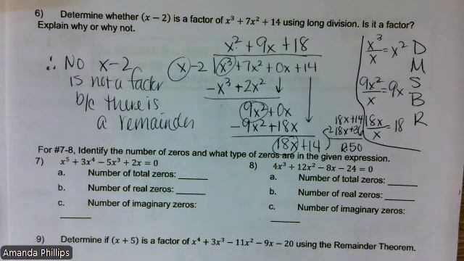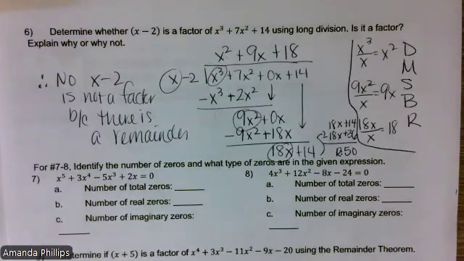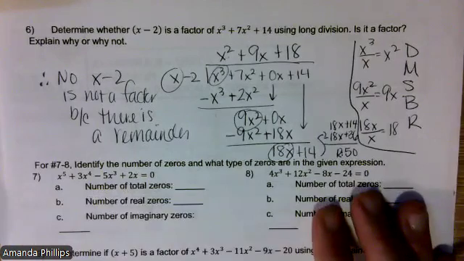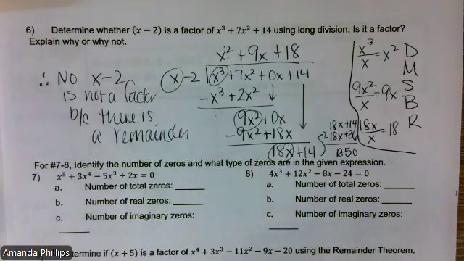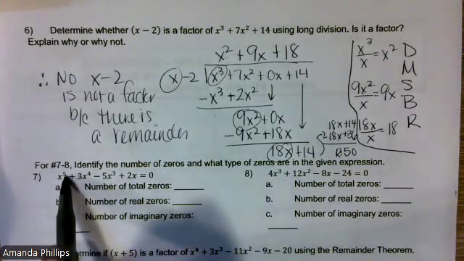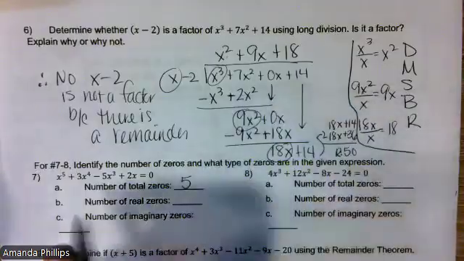Okay? All right, number 7, it says for 7 and 8, identify the number of zeros and what types of zeros are in the given expression. So we are doing the same thing as the one we did before where we had to sketch a complete graph. We don't know this until we actually look at it in our graphing calculator because this is our calculator section, right? Now, I can look at this and know that there's 5 total zeros.